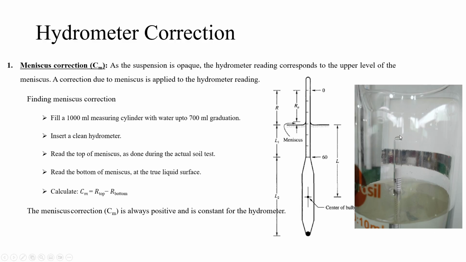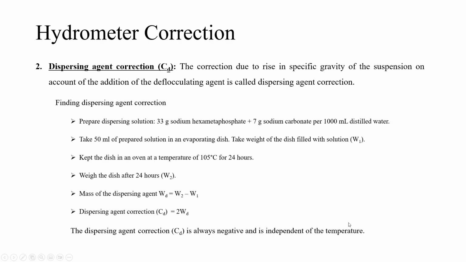For that, first fill a 1000 ml measuring cylinder with water up to the 700 ml graduation. Next, insert a clean hydrometer. Then read the top of the meniscus where the water appears. Now take the reading of the horizontal water level, and the difference between them will be the meniscus correction. Here in this experiment, we found the meniscus correction is 1, and it is always positive and constant for a particular hydrometer.